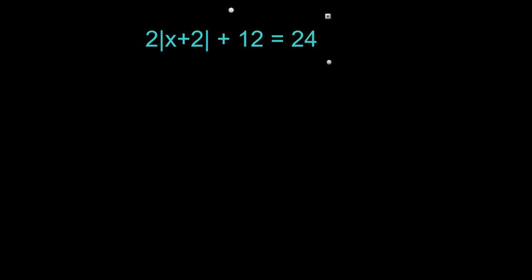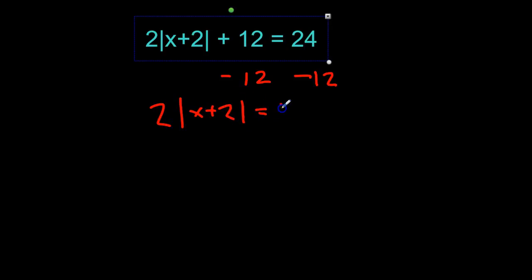Let's look at a different problem. So here we have things going on outside of the absolute value. We have this being multiplied by 2. We also have a 12 being added. So for reasons that we'll get into later, we always want to clear out stuff that's not inside the absolute value. So you're treating this absolute value of x plus 2 as its own variable for now. So let's just clear everything away. We would first subtract 12, and we get 2 absolute value of x plus 2 equals 12.